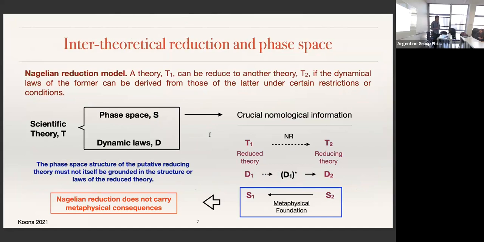Well, in the philosophy of science community, the Nagelian reduction model is assumed. According to this model, a theory T1 can be reduced to another theory T2 if the dynamical laws of the former can be derived from those of the latter under certain conditions or restrictions. However, this model overlooks the fact that a scientific theory consists not only of dynamical laws, but also a phase space. And this phase space includes a variety of initial and boundary conditions.